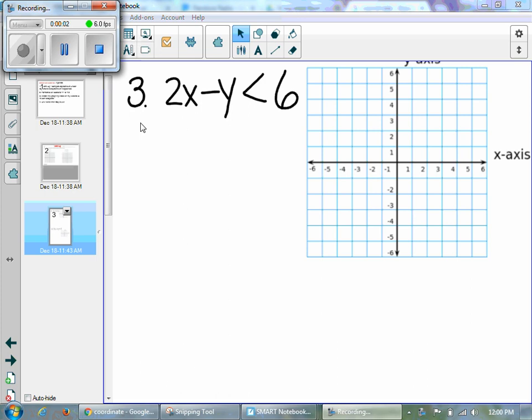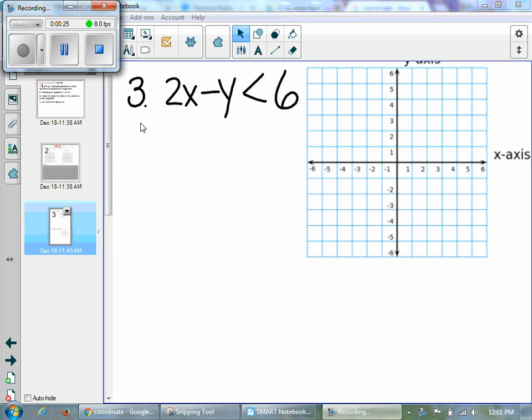Hi guys. Today we are going to learn about graphing inequalities that are in standard form. So if you take a look at number 3, these are equations. You need to change the symbol to be an inequality sign. So for number 3, change the symbol to a less than. That matches the one on my video.